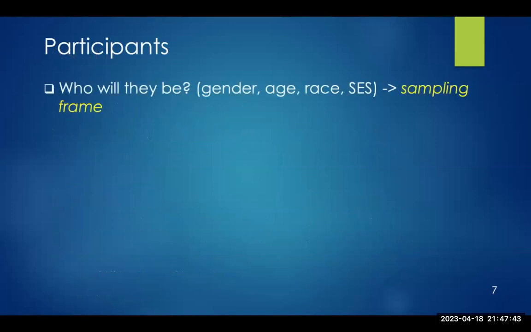Participants. So it's important to identify your sampling frame. So who will they be? Are you going to focus on a specific gender identity or age group or race or socioeconomic status? A lot of times, if you are interested in a phenomenon that already has quite a few studies done, one way to make it original could be by focusing on a specific group.